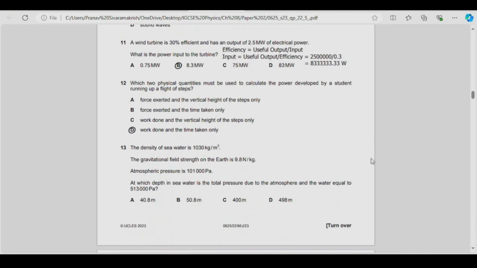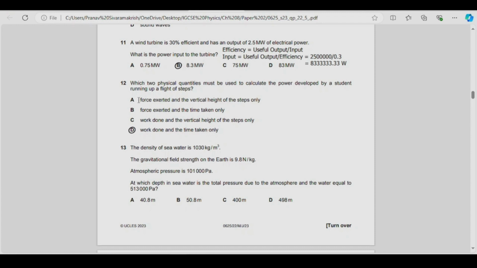Which two physical quantities must be used to calculate the power developed by a student running up a flight of steps? Okay, so we know that power is essentially work done and the amount of time it takes to do that work.